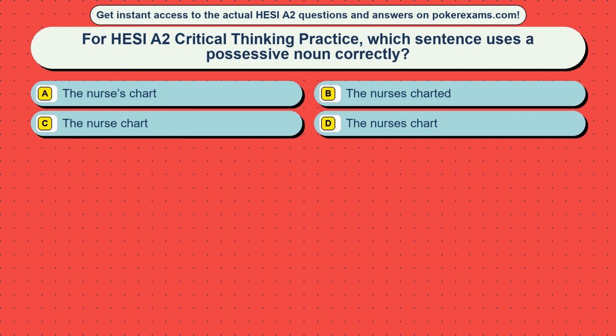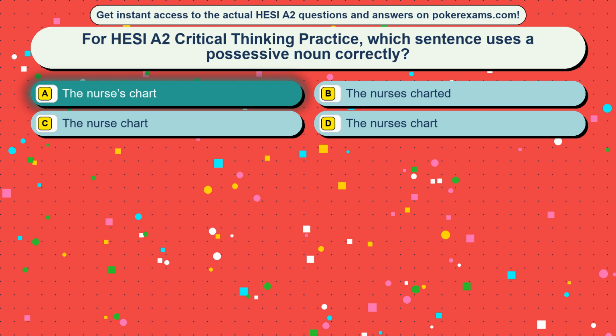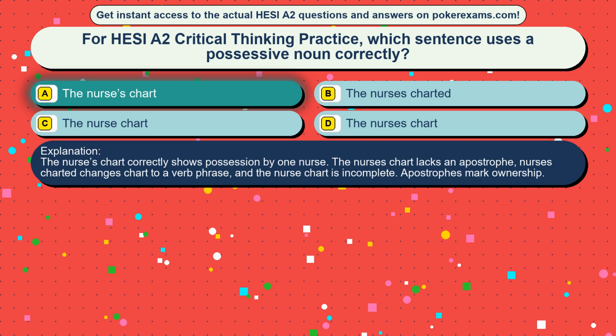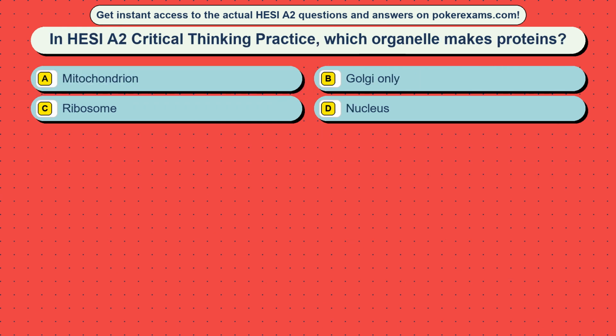Question 22. For HESI A2 critical thinking practice, which sentence uses a possessive noun correctly? Option A, the nurse is chart. Option B, the nurse is charted. Option C, the nurse chart. Option D, the nurse's chart. The correct answer is option A, the nurse's chart. The nurse's chart correctly shows possession by one nurse. The nurse is chart lacks an apostrophe. Nurse's charted changes chart to a verb phrase, and the nurse chart is incomplete. Apostrophes mark ownership.